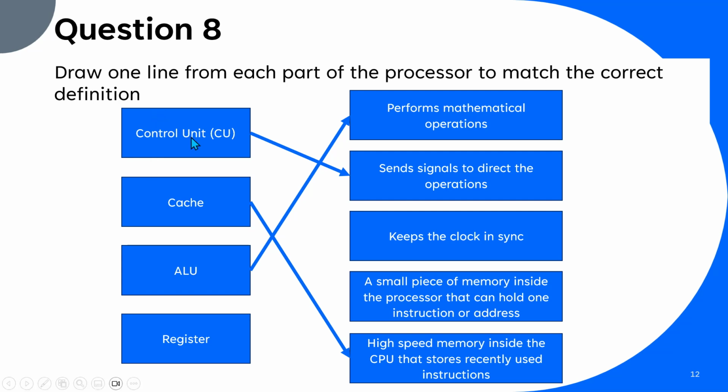Register, so we've got the register now. You've either got two options here. Keeps the clock in sync. Well, no, that's not what a register's for, so it must be the other one. A small piece of memory inside the processor that can hold one instruction or address. All right, nice and simple. That's what the registers do. That's how they all match up.